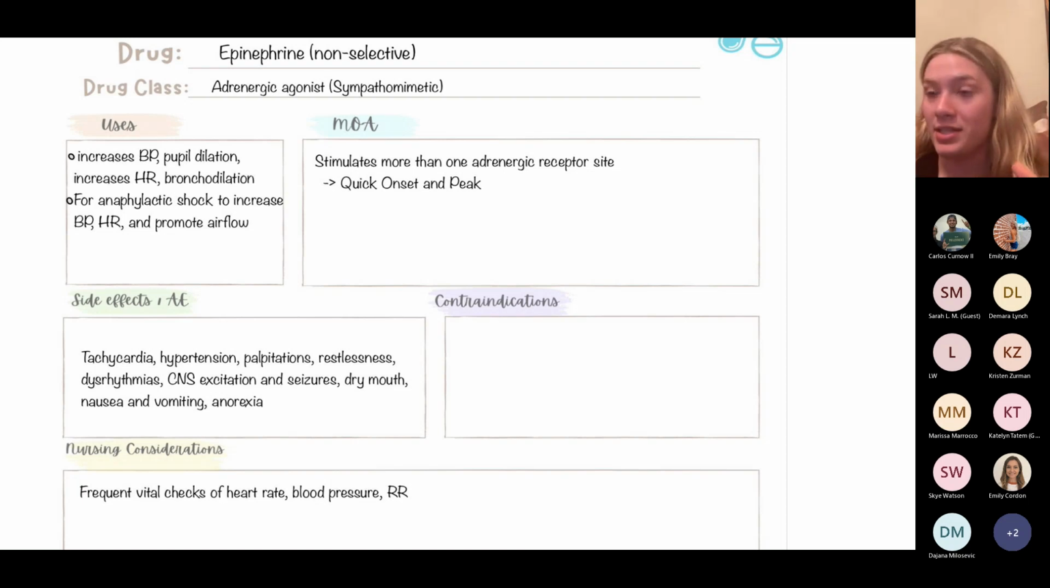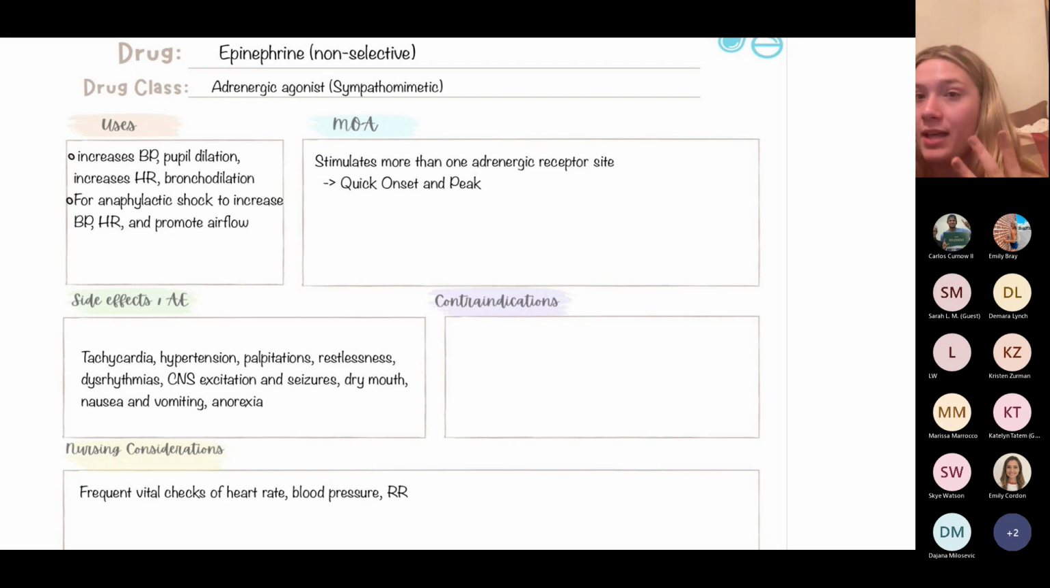Because this is non-selective, it's acting on alpha 1 and specifically our beta 2 as well. So what's happening with epinephrine, it's increasing our blood pressure, but it's also promoting bronchodilation, which is acting on a different receptor. So that's why this is our drug of choice, especially for allergic reactions, because it's going to increase our blood pressure, get us out of shock, but also promote airflow, which is really good. And why does it do this? Because it's non-selective. So it's a really good drug to use.